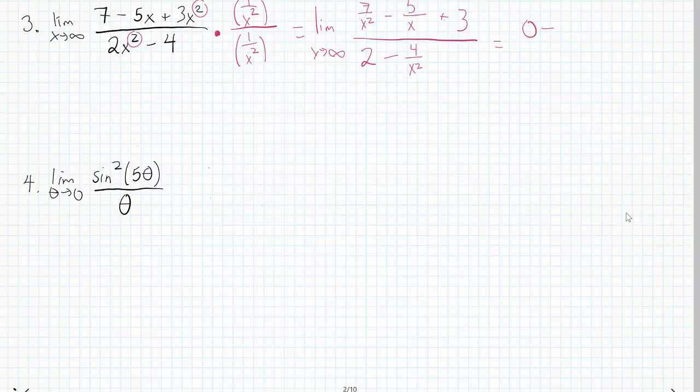In that case, I go 0 minus, same thing with 5 over x, as x gets really large, that thing's going to 0. The 3, that's just a constant, so we'll leave that there. And then we go 2 minus 4 over x squared. Well, as x goes to infinity, that thing goes to 0. So our whole answer is 3/2.